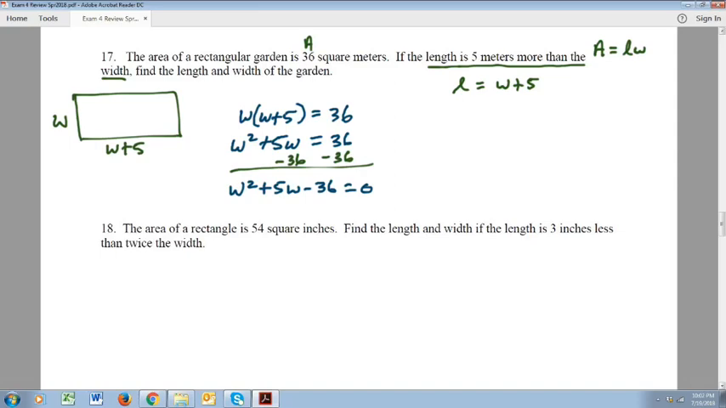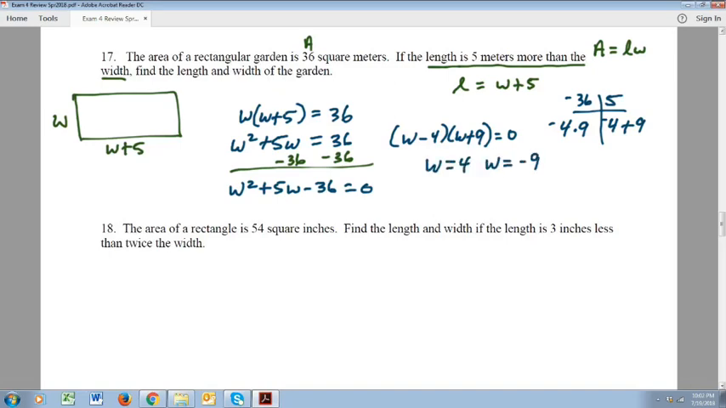Alright, so now we're going to use the AC method. We need two numbers that multiply to negative 36 and add to 5. That's going to be 9 and 4. We need to make the 4 negative. And we can take the shortcut here. We get W minus 4 times W plus 9 equals 0. And so W is going to be 4 and negative 9.